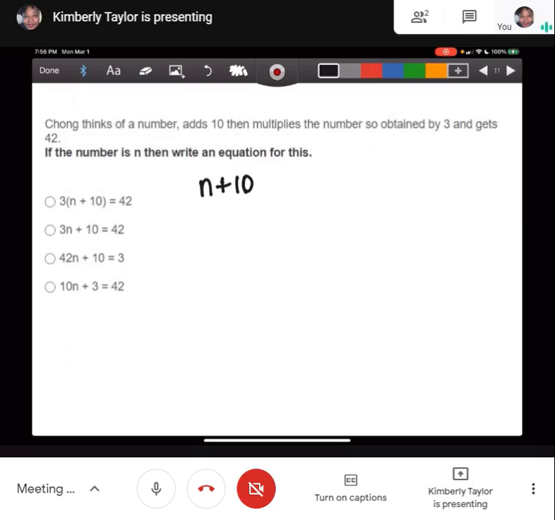So whatever this number is, n plus 10, we're going to multiply this by 3. Multiply by 3. And then gets 42. So he gets 42. So that is what it's saying. So which answer choice does this look like? It's going to be A. Alright, next question.